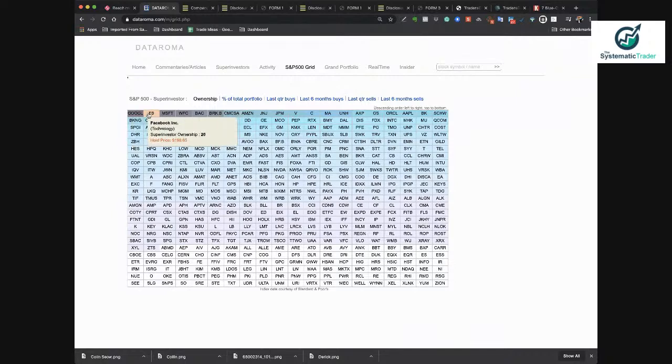Facebook, we got 20, Microsoft, Wells Fargo, Bank of America. Almost the same as, maybe Google not, but quite the same as what Warren Buffett is holding.